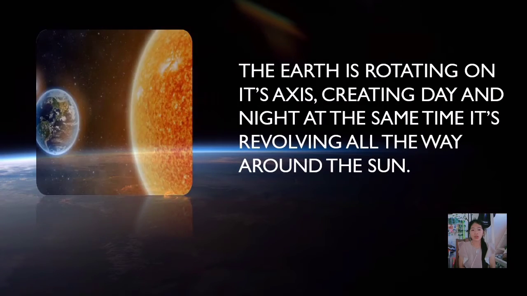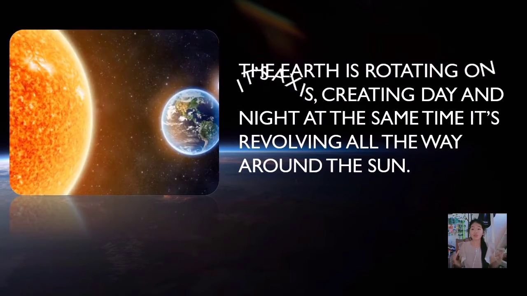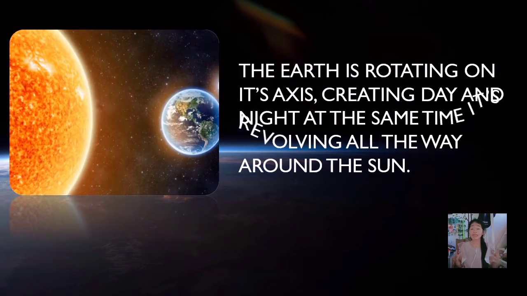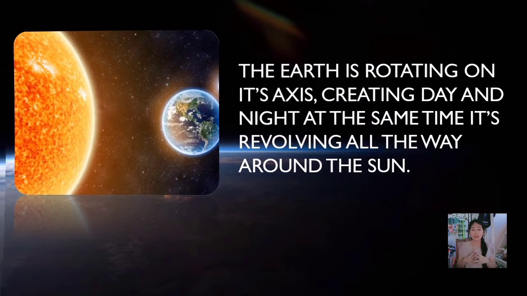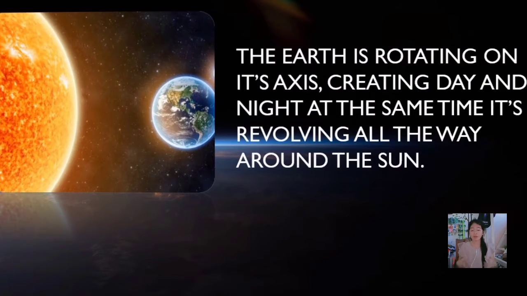So the Earth is rotating on its axis, creating day and night. At the same time, it's revolving all the way around the sun. So, as the Earth revolves around the sun, nag-revolve po siya and nag-tuyok po siya on its own axis. Okay, for example, this is the sun, and this is the Earth.